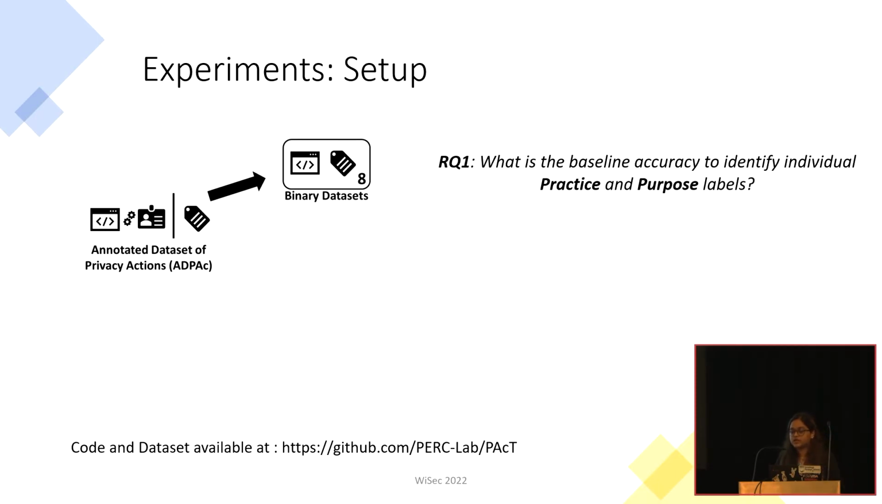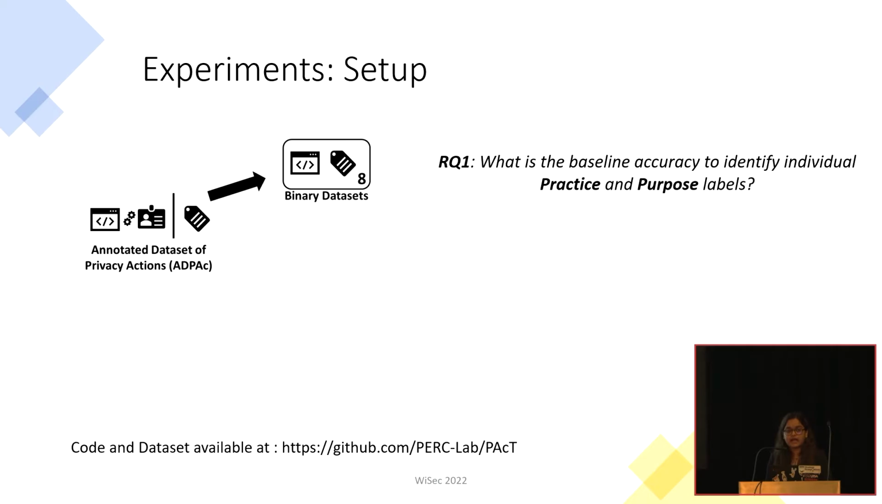So as I mentioned earlier, research question 1 focuses on baseline accuracy, that is, identifying individual practice and purpose levels. Remember that each of them, practice and purpose, has 4 levels, so we have in total 8 levels. And our PRCS can have more than 1 level annotated to it, but here we are only focusing on identifying individual levels. So in total we have 8 levels, and we decided to develop 8 binary datasets.